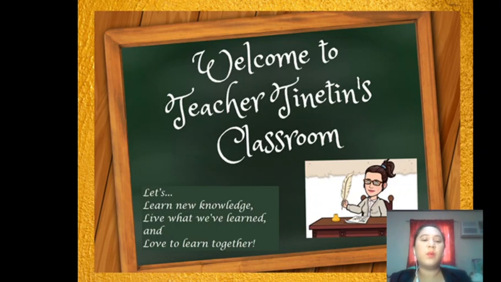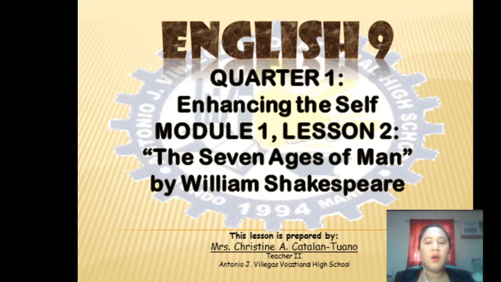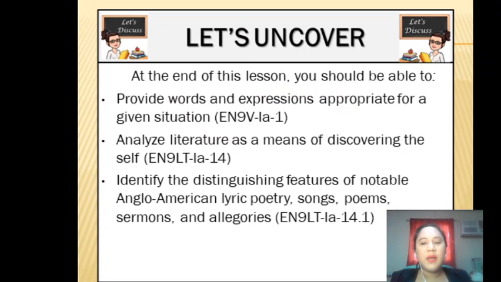Okay, so we were done with modals, which is our Quarter 1, Module 1, Lesson 1 topic. So we are now moving to the second lesson of Module 1, which is The Seven Ages of Man by William Shakespeare. So at the end of the lesson, you should be able to provide words and expressions appropriate for a given situation, analyze literature as a means of discovering the self, and identify the distinguishing features of notable Anglo American lyric poetry, songs, poems, sermons, and allegories.